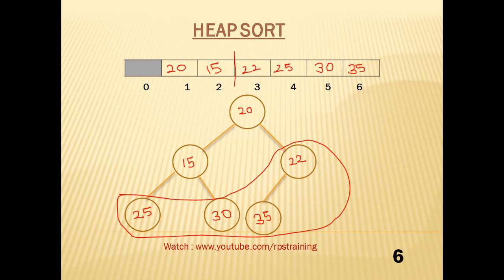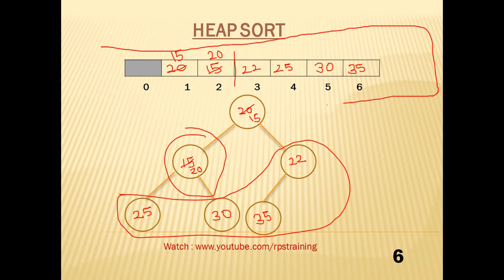This is the status of the array. Now interchange with the root, 15 and 20. Here 20 will be eliminated, and so the tree contains only one item, so the entire process will be stopped here and your array has been sorted. This is the concept of heap sort.